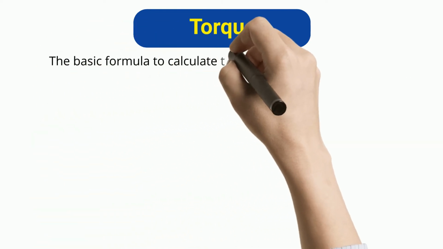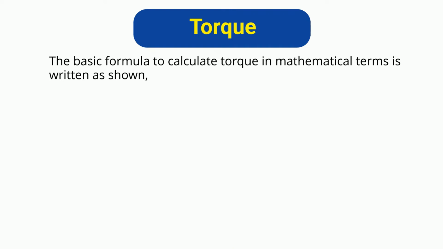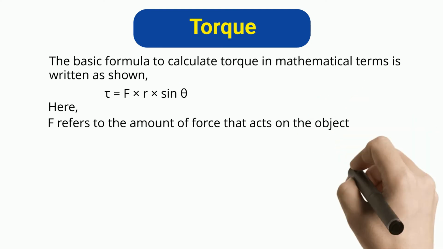The basic formula to calculate torque in mathematical terms is written as shown. Tau equals F r sin theta. Here, F refers to the amount of force that acts on the object.